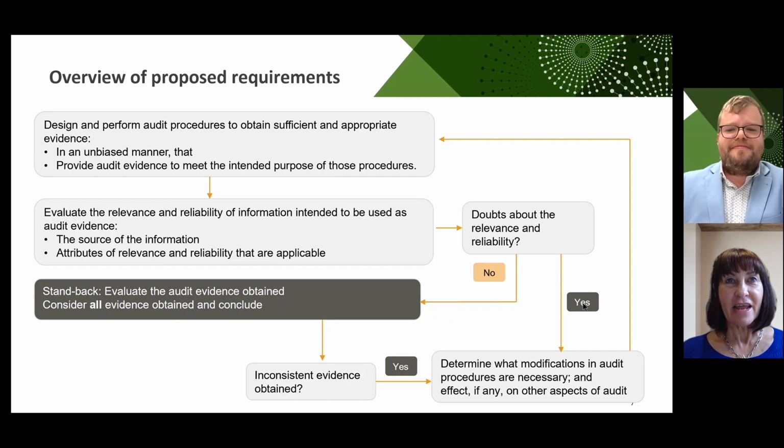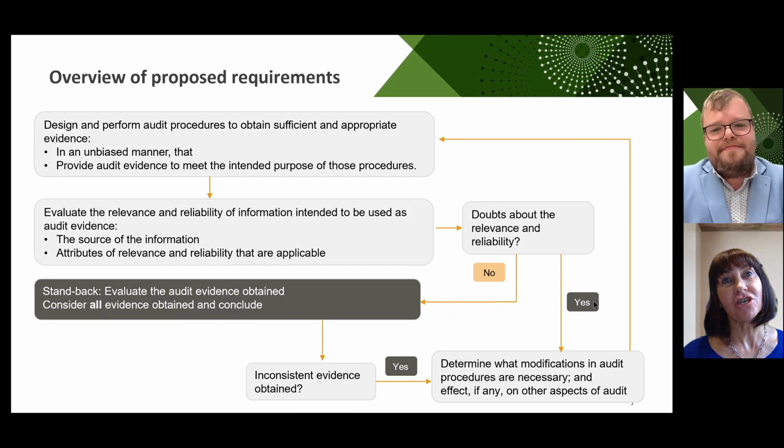Yes, Bruce, the stand back, which is a new requirement, gets done at the conclusion stage. Now, when you've done all your procedures, the auditor evaluates all the audit evidence obtained from the audit procedures performed as a basis for concluding whether sufficient appropriate audit evidence has been obtained in accordance with ISA 330. Now, this stand back requirement emphasizes the exercise of professional skepticism by requiring the auditor to consider all the evidence obtained.